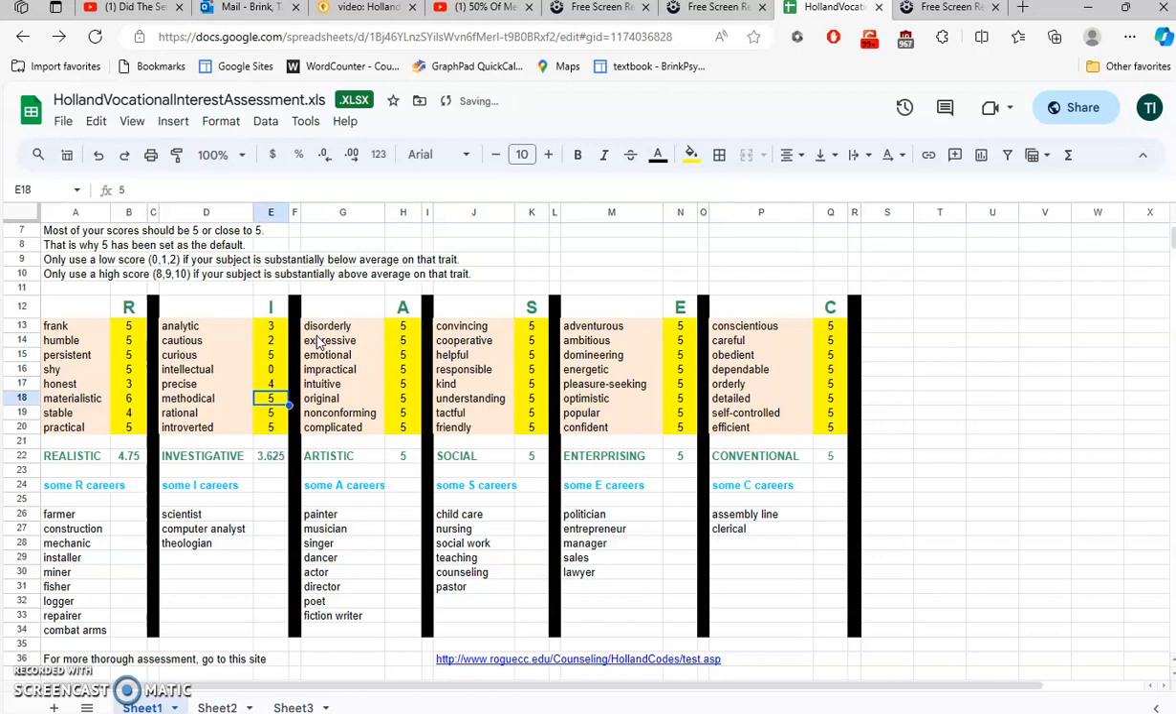Precise, a little bit below average. Methodical, a little bit below average. Rational, a little bit below average. Introverted, disorderly, expressive. I think he's expressive. Emotional, he's emotional. Impractical, yeah, he can be. Intuitive, original, non-conforming, complicated. Convincing, not really. Cooperative, no. Helpful, no. Responsible, really going to score him low there. Kind, understanding, not really. Tactful, no. Okay.